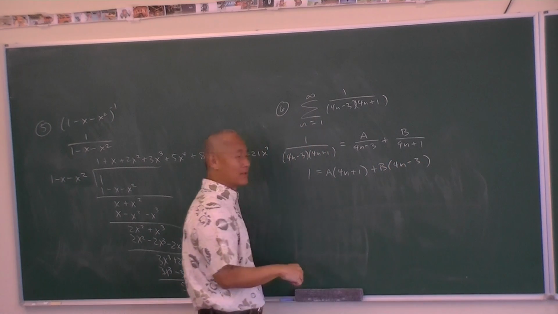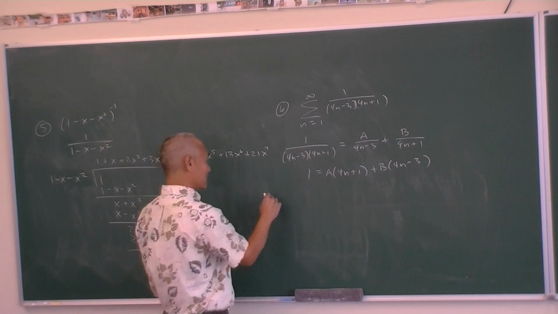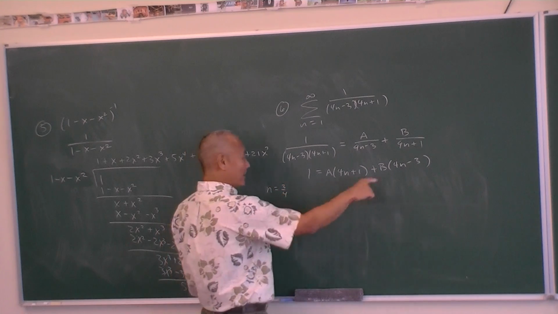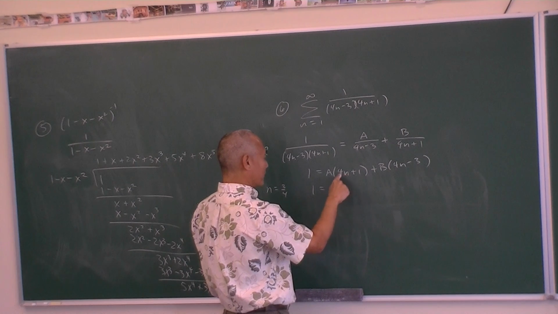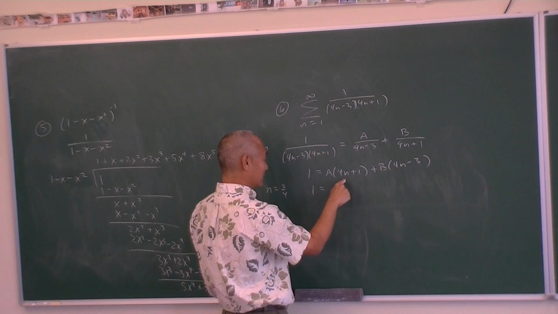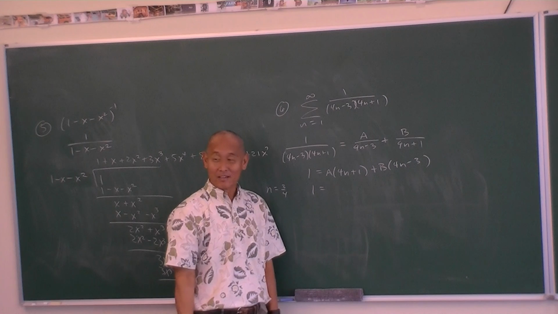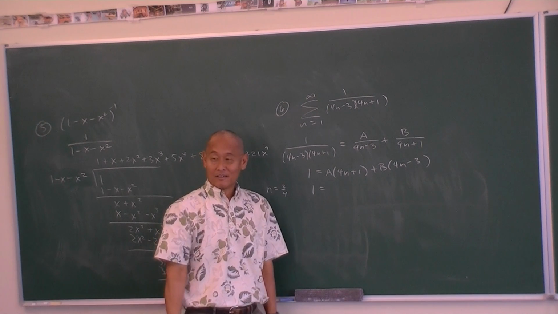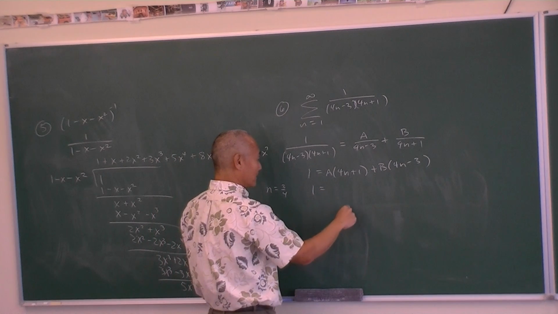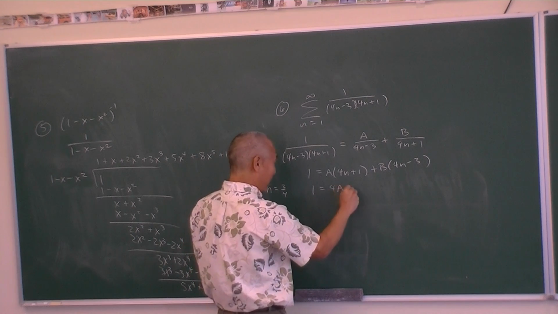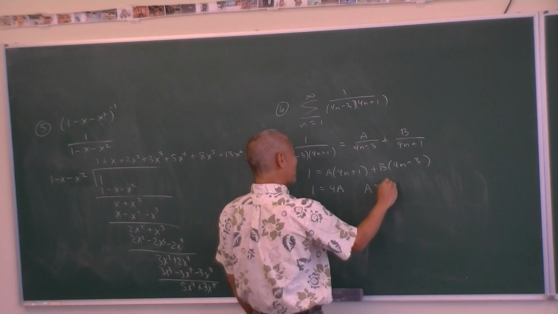Okay, let's use the Heaviside method because that's just way easier. What number can I plug in for n to cancel out one of the terms? 3/4. Okay, 3/4. If I plug in 3/4 for n, you're going to get 1 equals... Oh gosh. I'll give you a hint. 4 times 3/4, the 4's cancel out. Plug in 3/4. 3 plus 1 is 4. And then if you plug in 3/4 there, it gets 0. Oh, we just figured out A is 1/4.